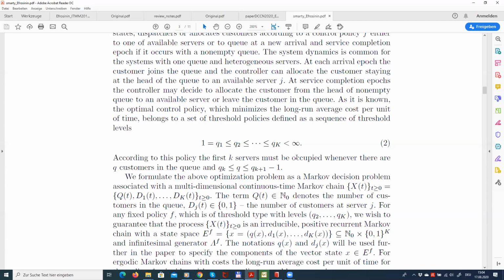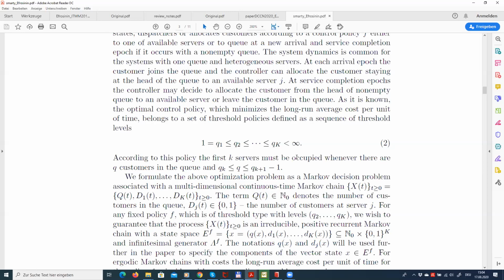To calculate the optimal threshold levels, the policy iteration algorithm can also be used. It's a very powerful tool which can be used in terms of the dynamic programming approach. But this approach also has certain limitations, for example convergence problems, especially in the heavy traffic case, and also problems with dimensionality and so on.